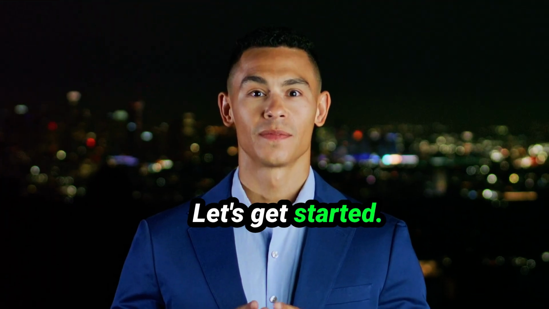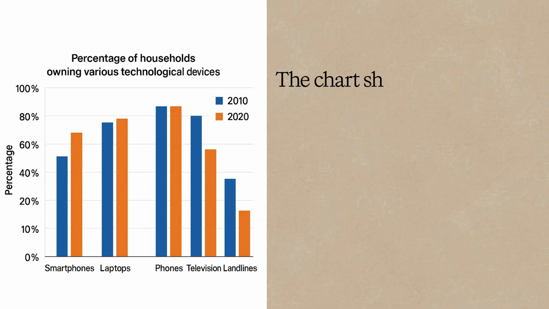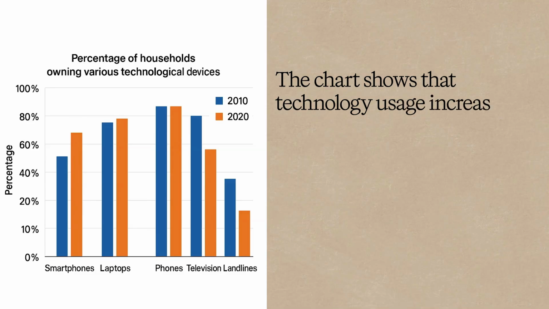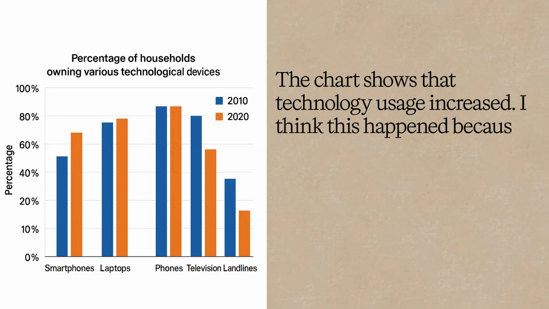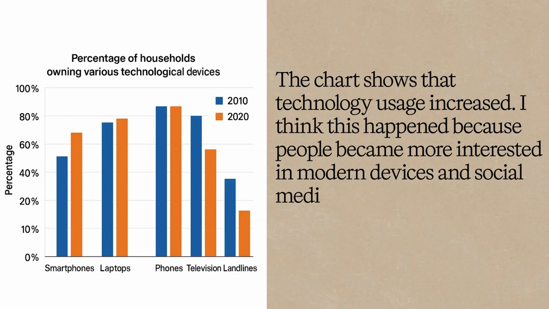Let's get started. Look at the bar chart on the screen. Take a screenshot if you need to. Now, I am going to show you two students' responses to that same bar chart. Student A's response: The chart shows that technology usage increased. I think this happened because people became more interested in modern devices and social media became popular.